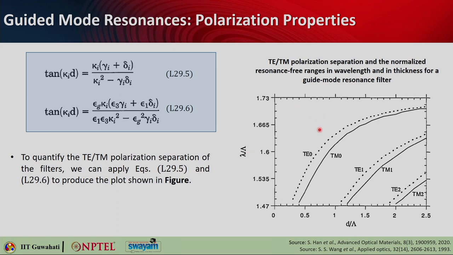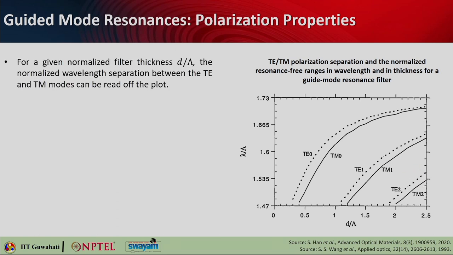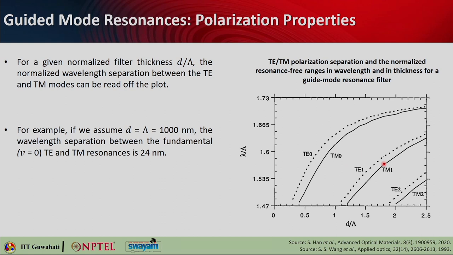So, these are normalized ones. This also tells you about the separation between the modes, and it also tells you the resonance free regions. So, these are the regions which are free of resonances. So, for a given normalized filter thickness, d over lambda, the normalized wavelength separation between TE and TM mode you can find from here. So for a particular value you can find out what is the lambda separation for 0th order TM mode and 0th order TE mode. You can use this graph and find it out.